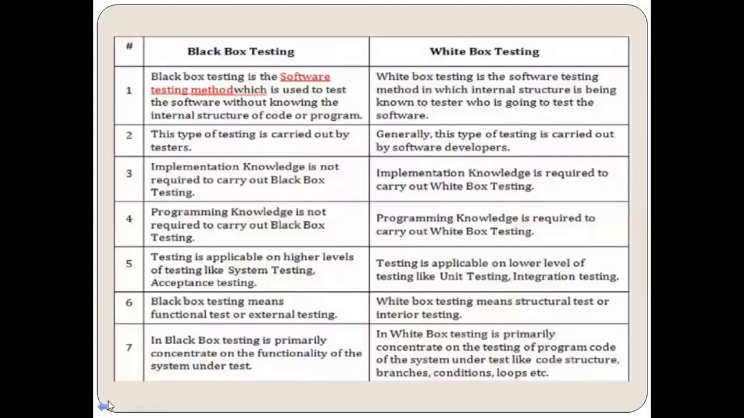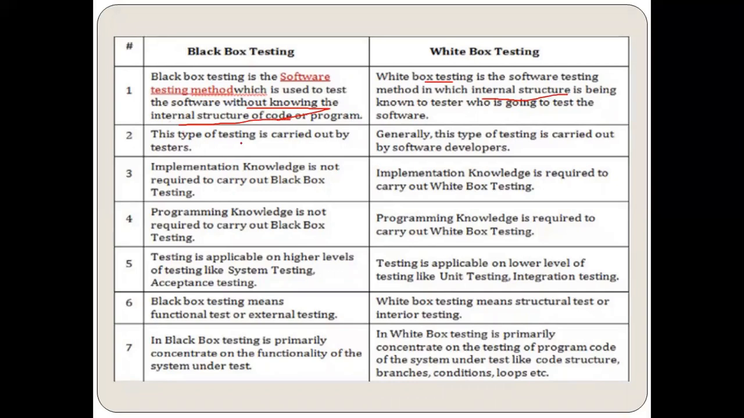Now let's see what is the difference between white box testing and black box testing. Black box testing is what? It is the testing which is done without knowing the internal structure of the code. While white box testing is done by the tester who knows the internal structure, because no one can find out the errors in the code if he is not able to understand the code.